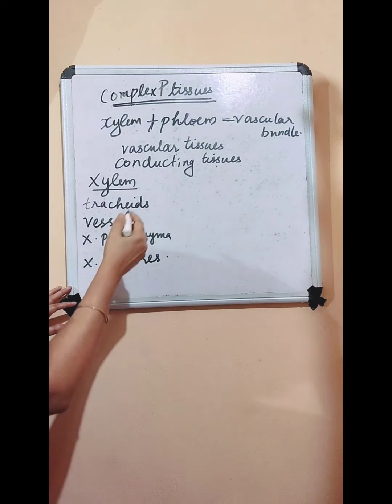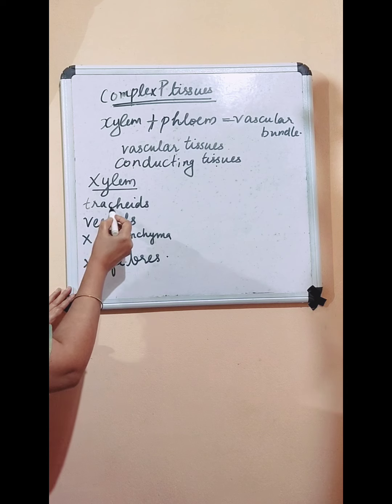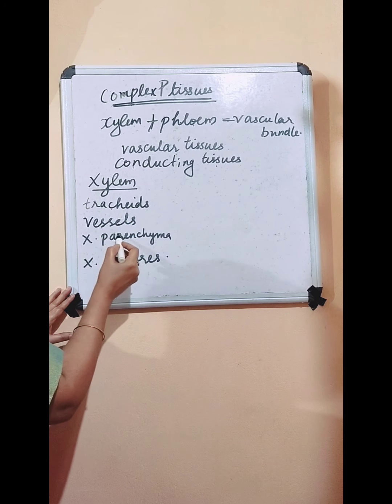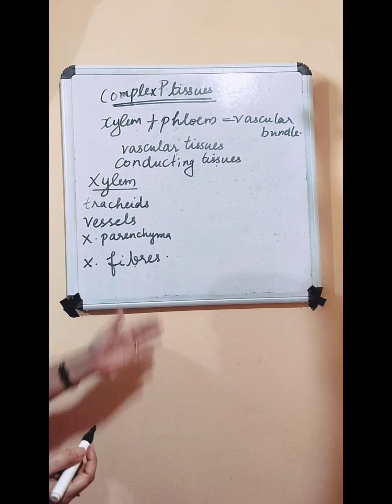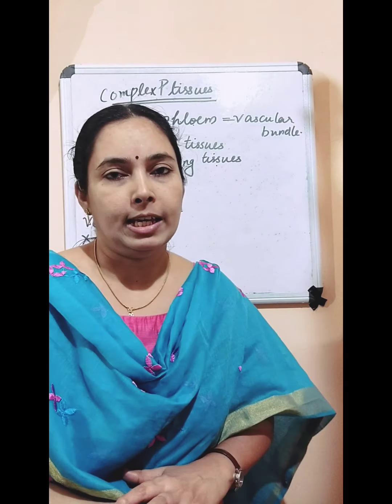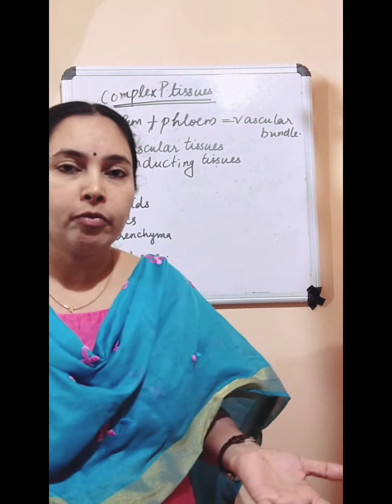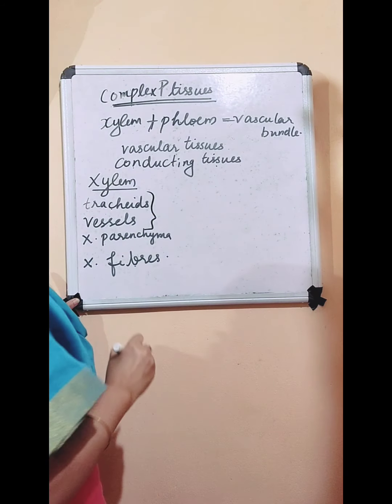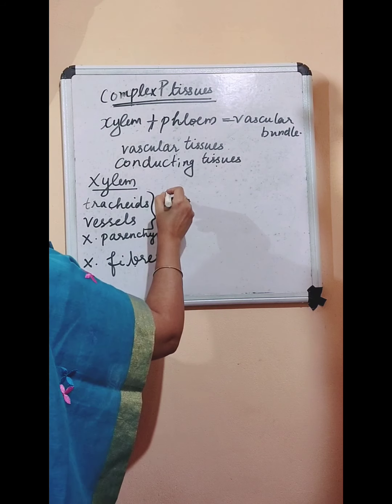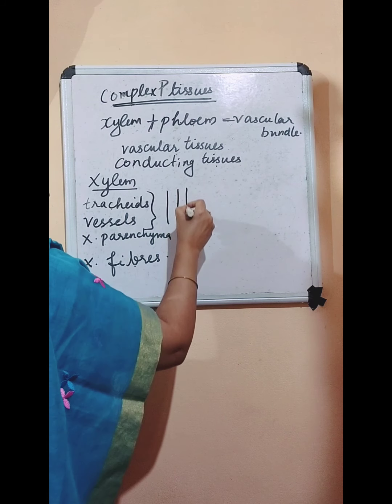So which are the elements of xylem? Tracheids, vessels, xylem parenchyma and xylem fibers. These are the elements of xylem. And the conduction of water is mainly done by these tracheids and vessels. Okay, so since they are conducting, they are tubular in structure.